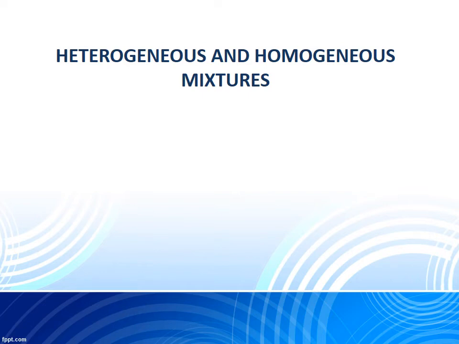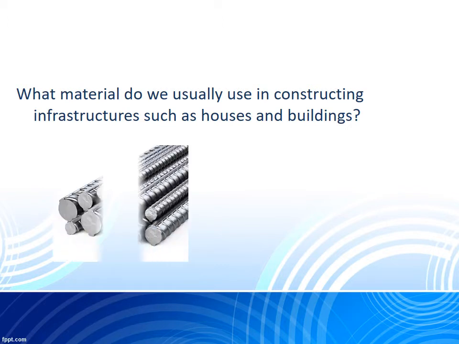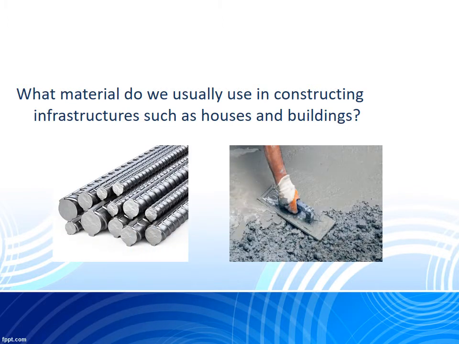Our lesson for today is about heterogeneous and homogeneous mixtures. So let's start with a question. What material do we usually use in constructing infrastructures such as houses and buildings? Okay, let me see your guess. Okay, you're correct. We use steel bars and cement. So these two are examples of mixtures that are very important in our daily lives. These two were actually made up of substances that are mixed together in order to perform a function.